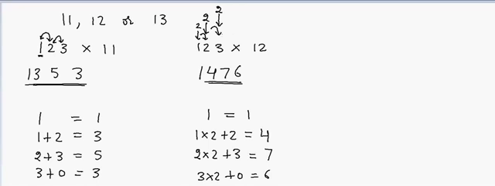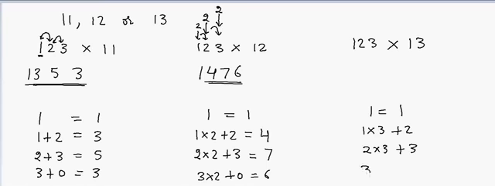So let's go to another example and multiply by 13. If I have 1, 2, 3 and I want to multiply by 13, in this case I'll do it the same way. The first digit will be equal to the first digit, the second will be 1 into 3 plus 2, the third will be equal to 2 into 3 plus 3, and then we have 3 into 3 plus 0.